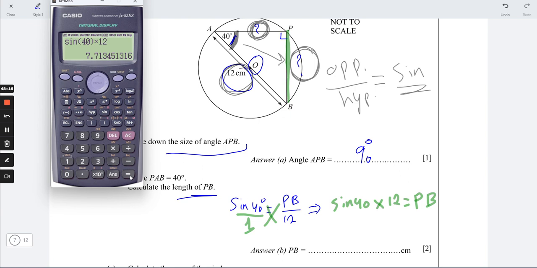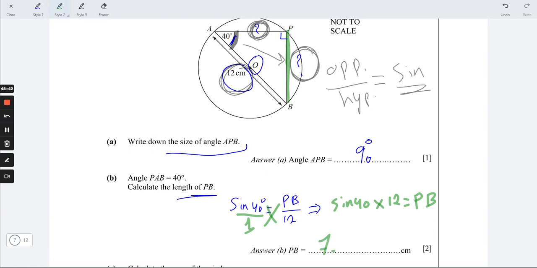So always, if they are not mentioning round your answer to 3 significant figures or 1 significant figure or 1 decimal place, you should always round it to 3 significant figures. So the first significant figure is 7, second significant figure is 7, third significant figure is 1, next one is 3, less than 5 so we cannot add 1, so the answer is 7.71 centimeters.